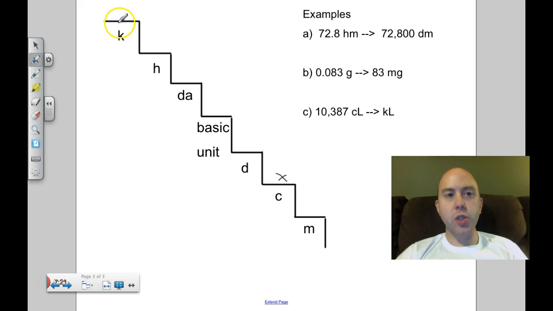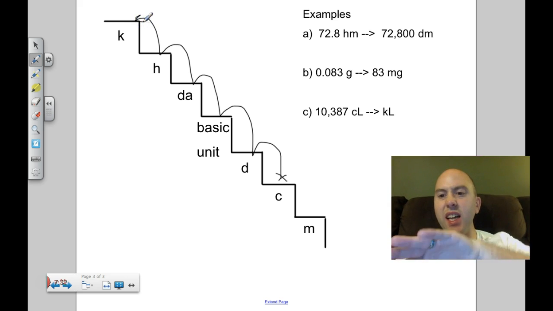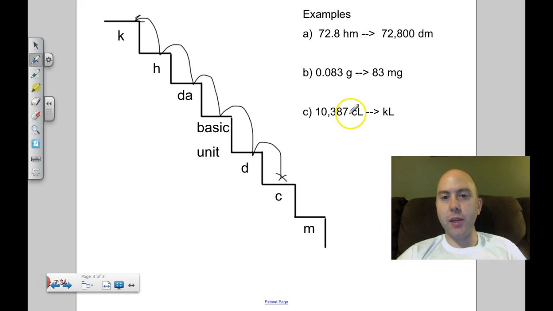For the last example, I'm starting at centiliters here, and I'm going up to kiloliters. So that's 1, 2, 3, 4, 5 places. I moved 5 steps to the left this time. I went 5 places to the left.